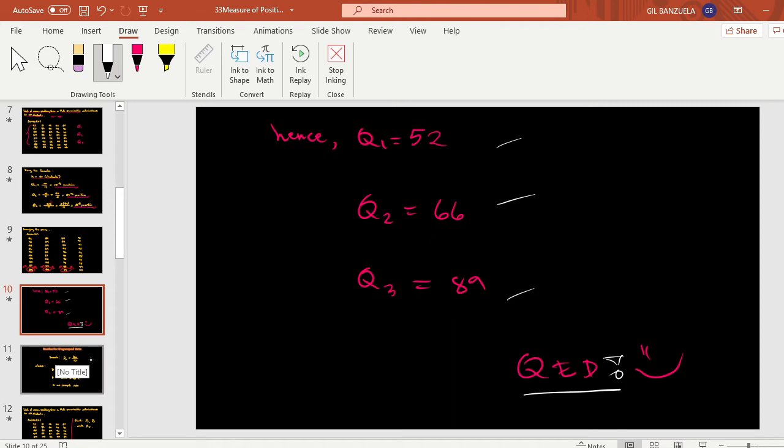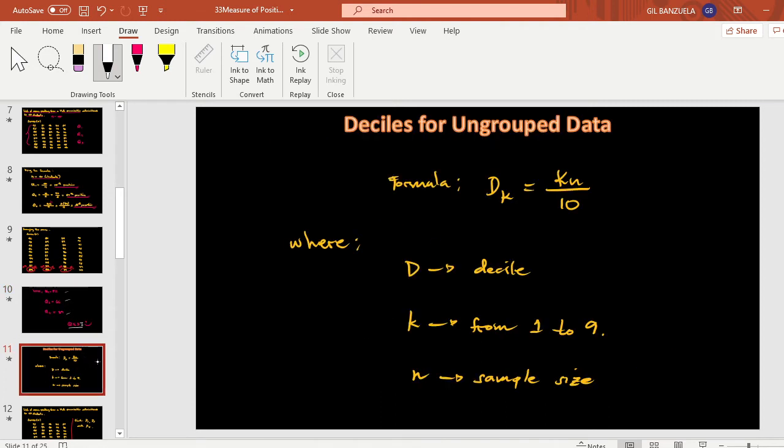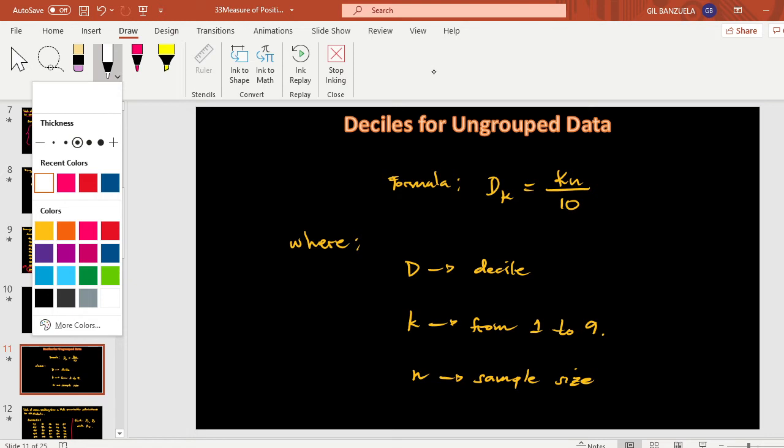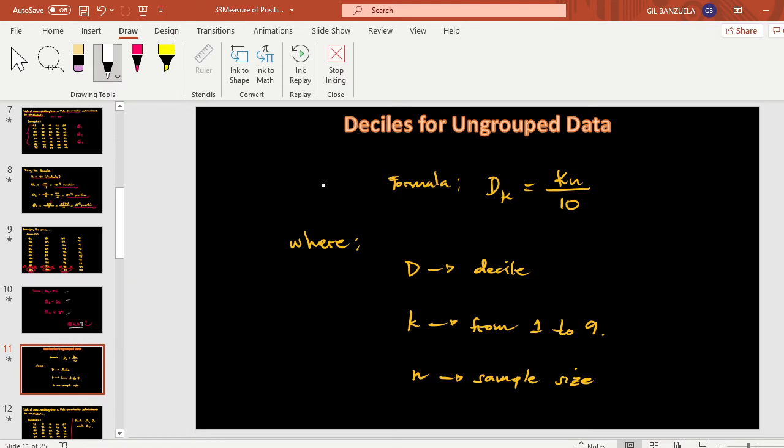At this juncture, we are going to move into getting the deciles for ungrouped data. The formula for this measure of position is d sub k is equal to kn over 10, where d is the decile and k is a number from 1 to 9. Take note that in deciles, we make 10 subgroups, that's why we have over 10 here. And of course, n here is still your sample size.